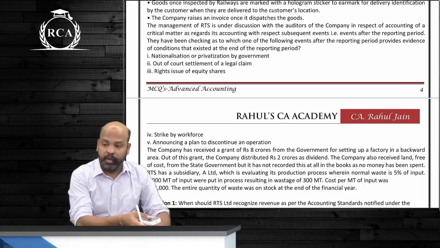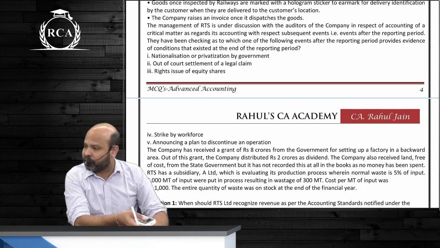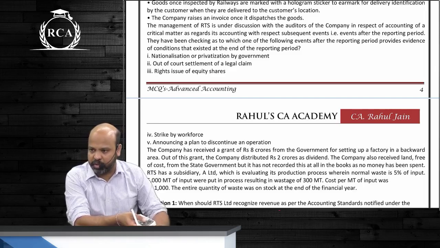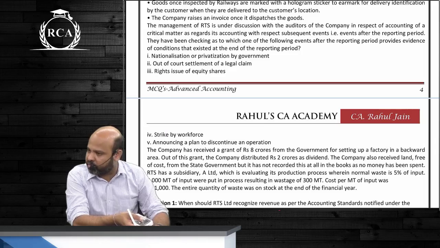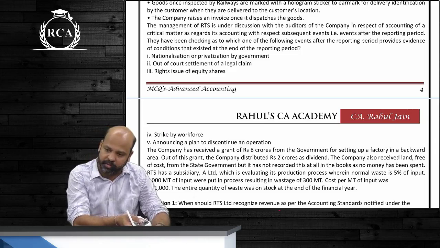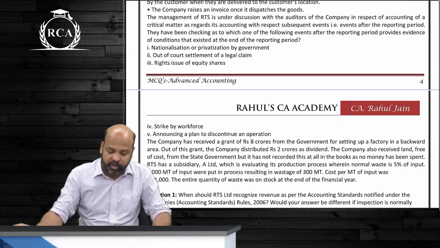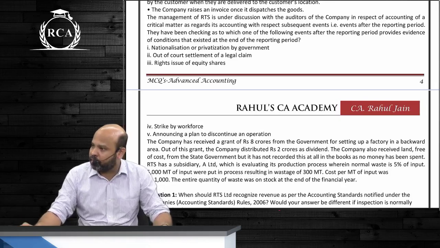AS 4, guys. We divide events that occur after the balance sheet date into two categories, adjusting and non-adjusting. Adjusting events are those events, both favorable as well as unfavorable, that provide additional evidence in relation to the information that existed as on the balance sheet date. Non-adjusting events are nowhere related to your balance sheet date.